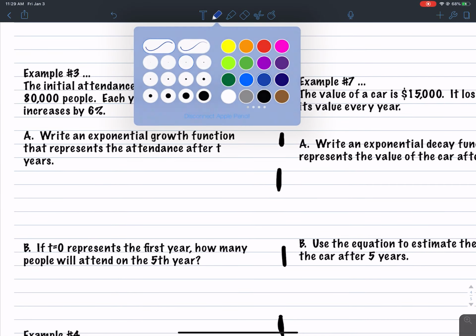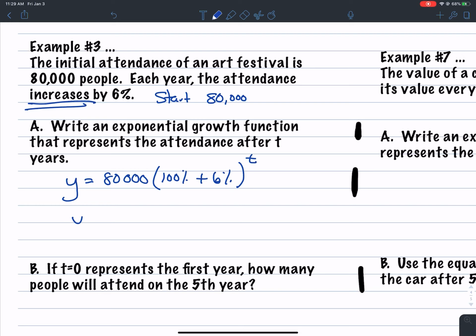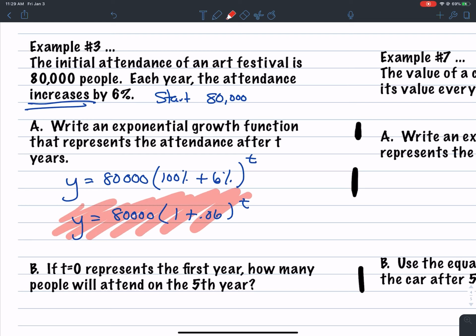So let's work on example 3 first. The initial attendance of an art festival is 80,000 people, and each year we increase by 6%. So I want to think of it as I'm starting with 80,000. Now, if I had 100% to begin with, I'm adding 6% more. So I know this is going to be growth. So I'd start at 80,000. I always have 100% of what I started with. Now, in this case, since I'm increasing, I'm going to add 6% to that for every year. So I just need to convert these to decimals. So now I have my exponential growth format.